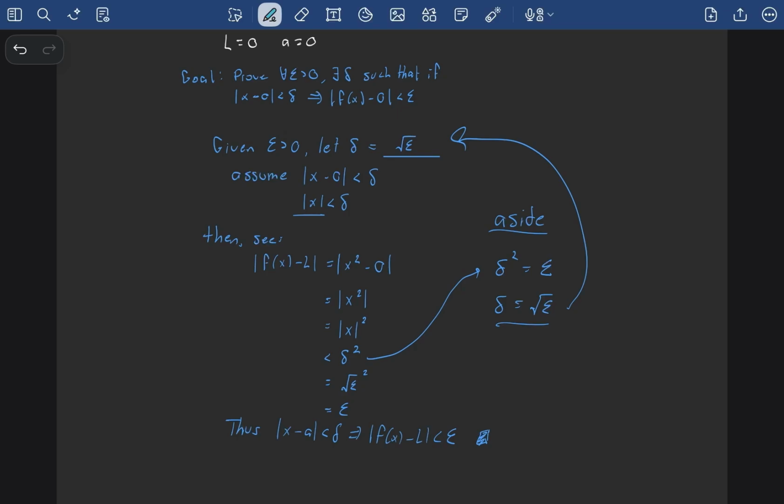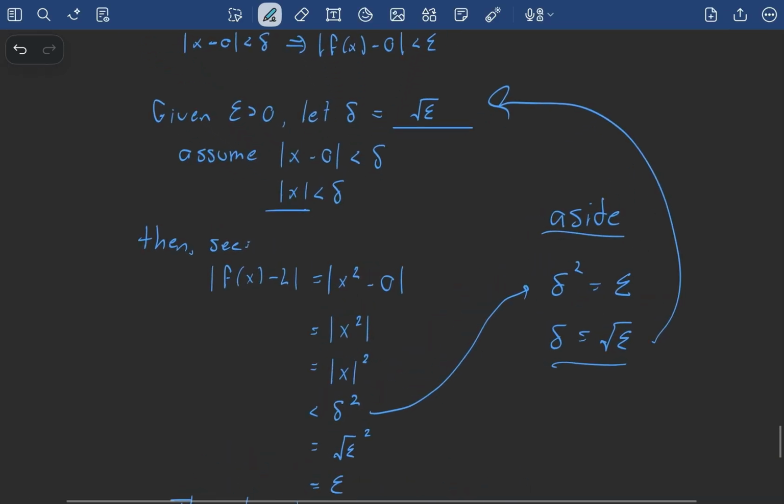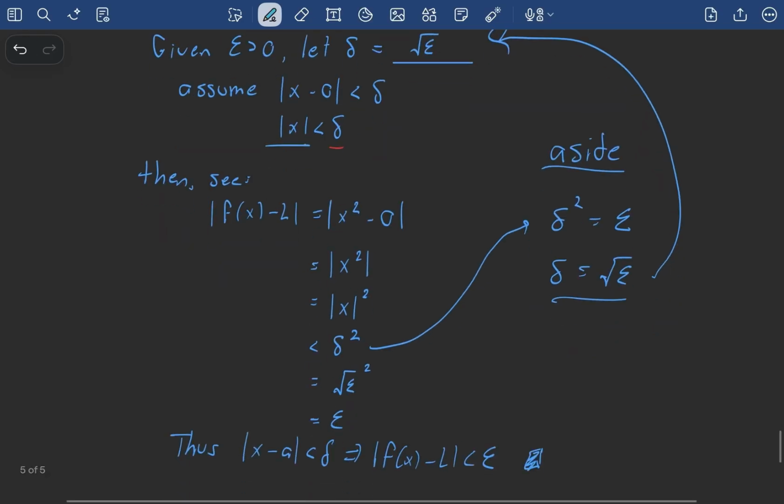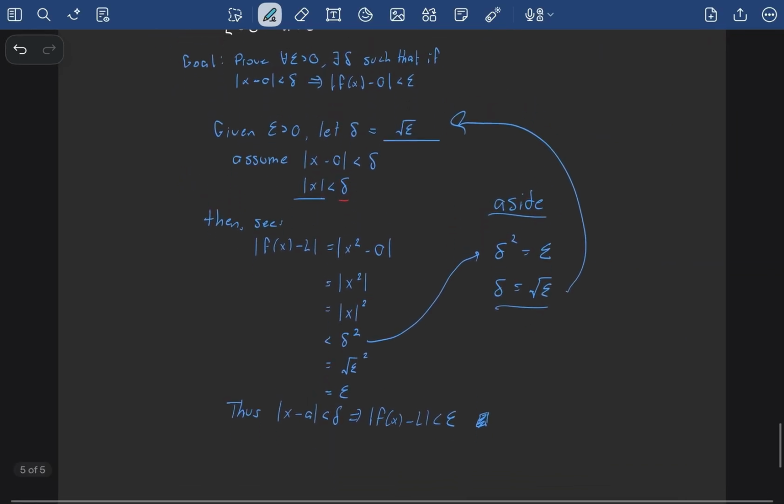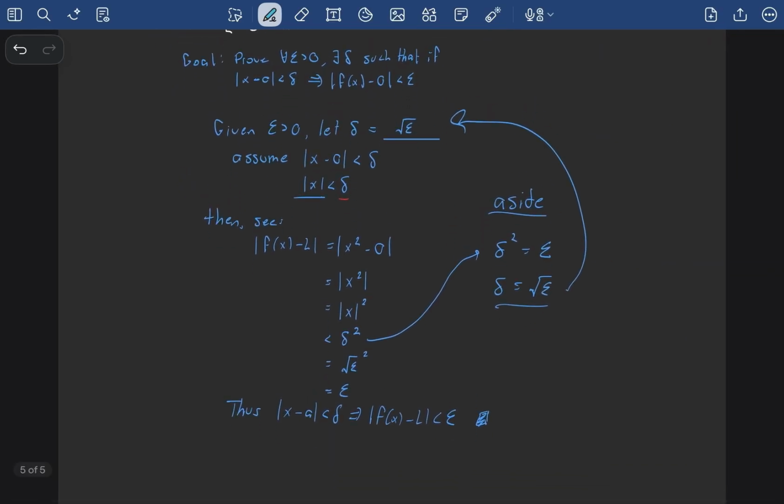But the main idea is you want to somewhere manipulate your absolute value of f(x) - L so that you can grab whatever you're comparing to delta, so you can put delta in there somewhere. And that is the main goal. I'll show you another example of this, which takes a little bit more thinking than just taking the square root.